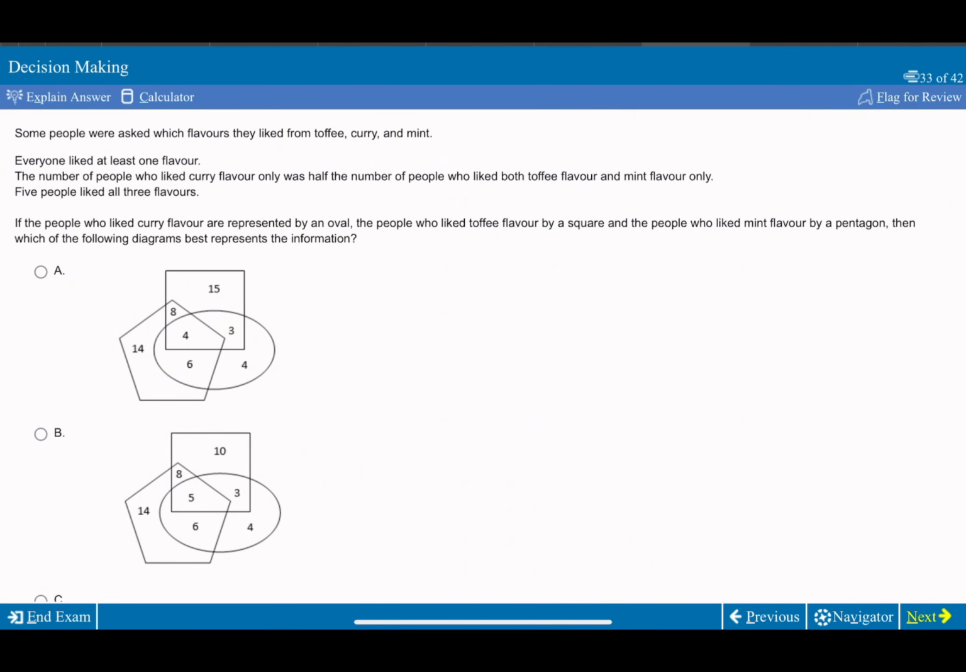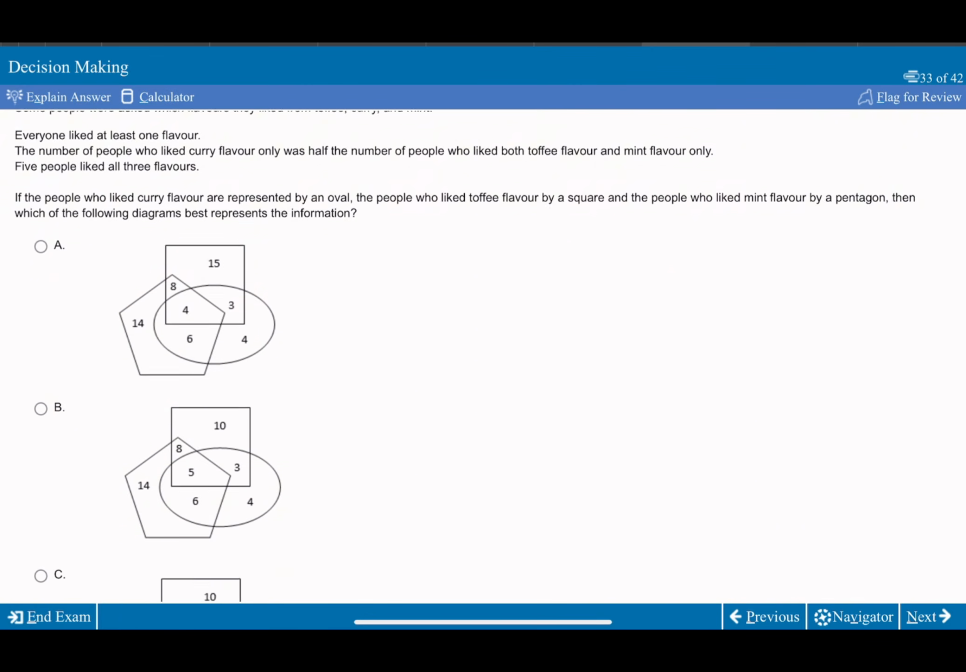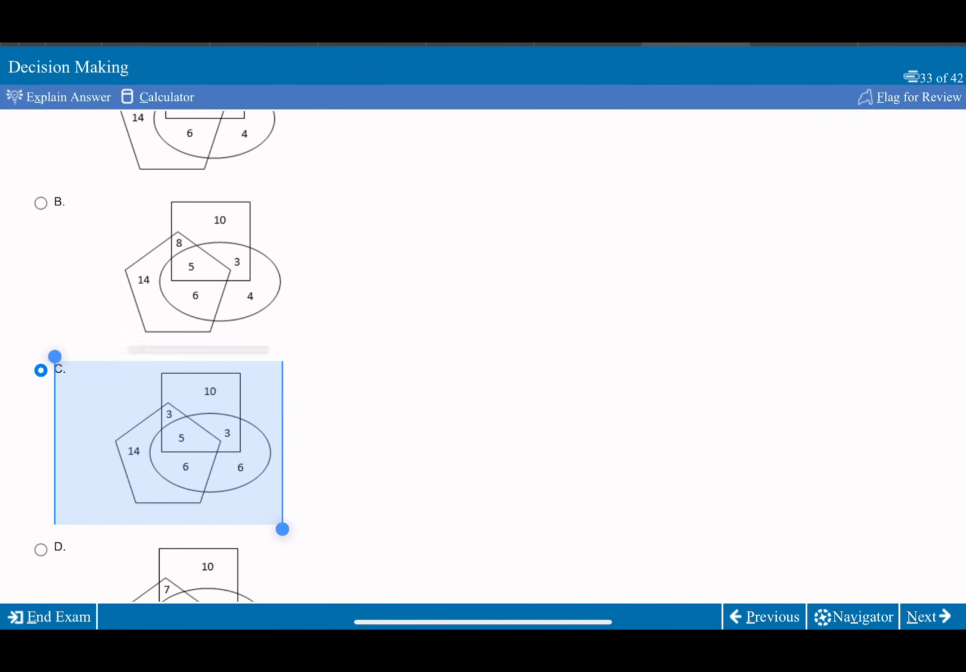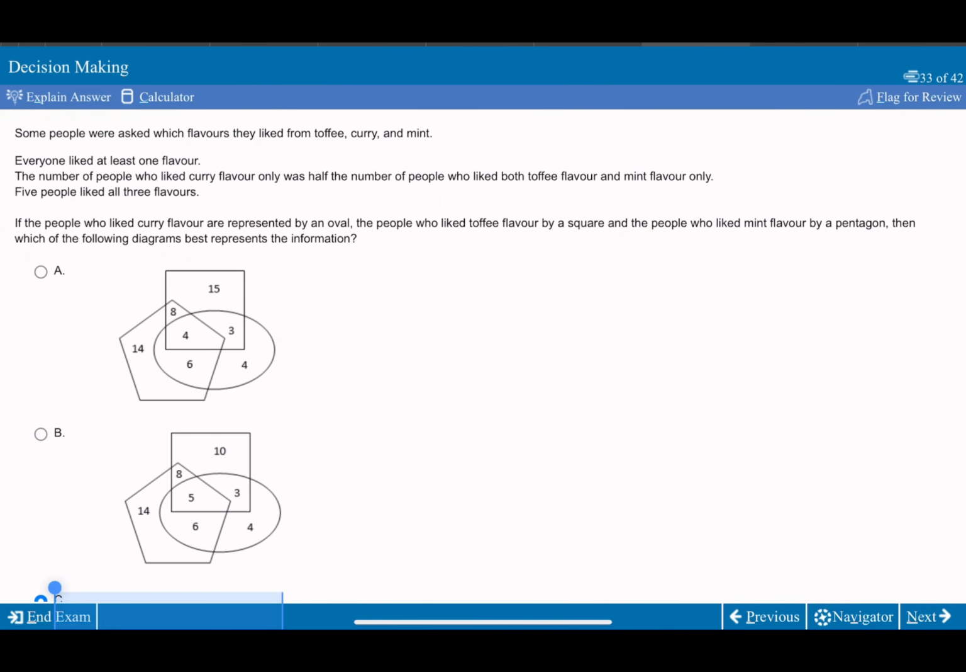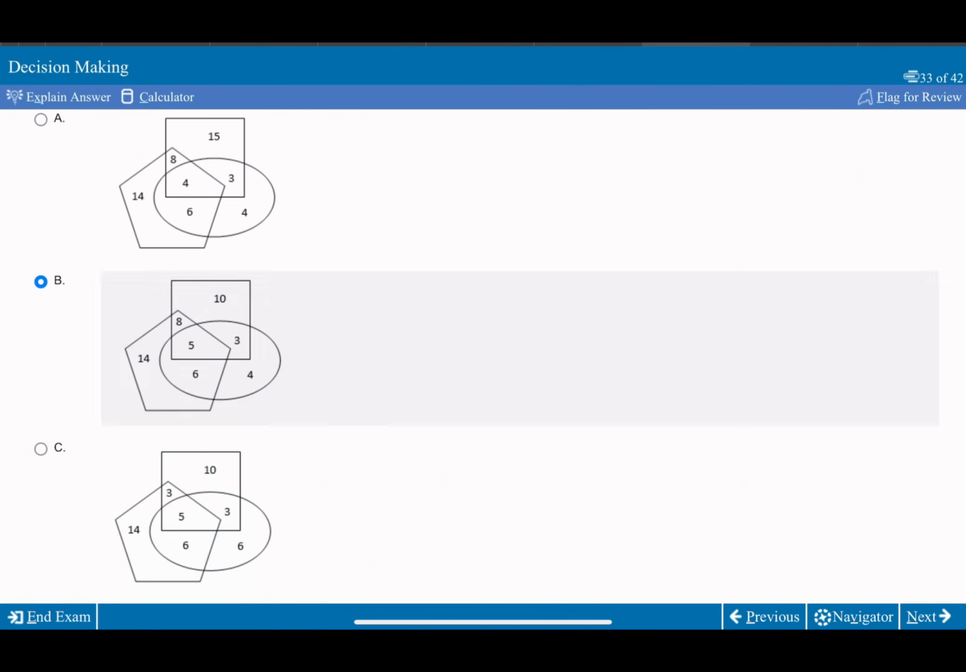Okay, so curry only is going to be oval only, which is 4. And that's going to be half of those who like square and pentagon, so that's 8. So it works for the first one, works for the second one, doesn't work for the third one, so it's not C, doesn't work for D either. Okay, so next one. 5 people liked all 3 flavors, so it's got to be B.